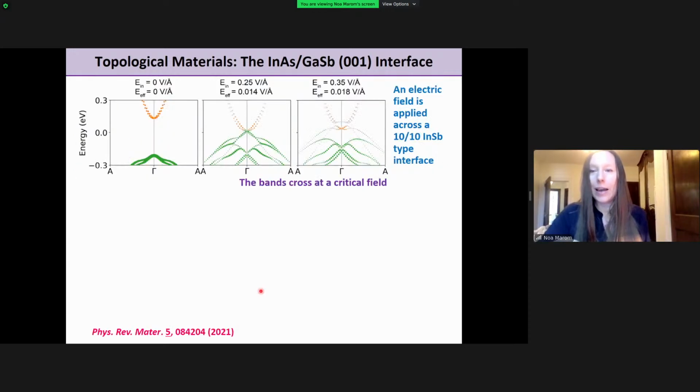The next thing we tried was adding an external electric field. Because of the computational cost of the simulations with the electric field, we can only do it for a model with 10 layers of each material. So that means that it has effectively a larger gap because of quantum confinement. So we're going to need a larger effective electric field to close the gap here. But you can see that if we apply a large enough electric field, we do get the bands to cross, and eventually we get an inverted gap to open.